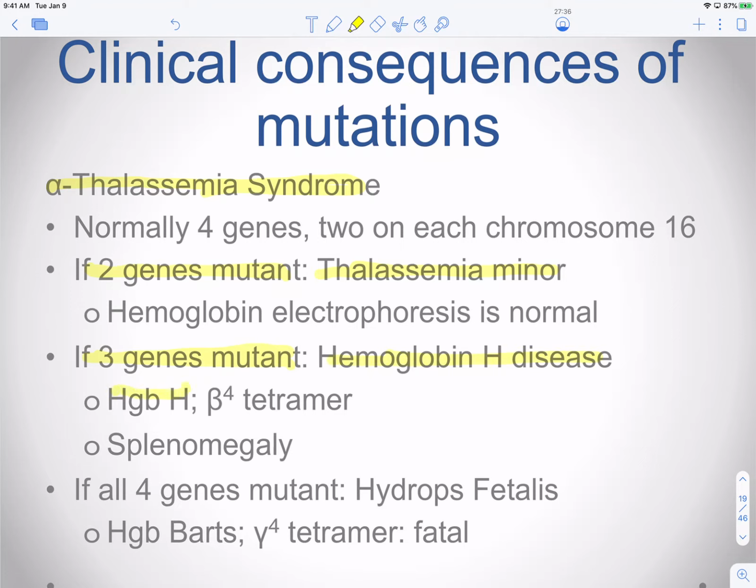You're going to have hemoglobin H, which again is that beta homotetramer. So your alpha chains are replaced with beta chains, and this leads to splenomegaly. If all 4 are mutant, you have hydrops fetalis. This will lead to hemoglobin Bart's disease, in which you have the gamma 4 tetramer, and that will be fatal.